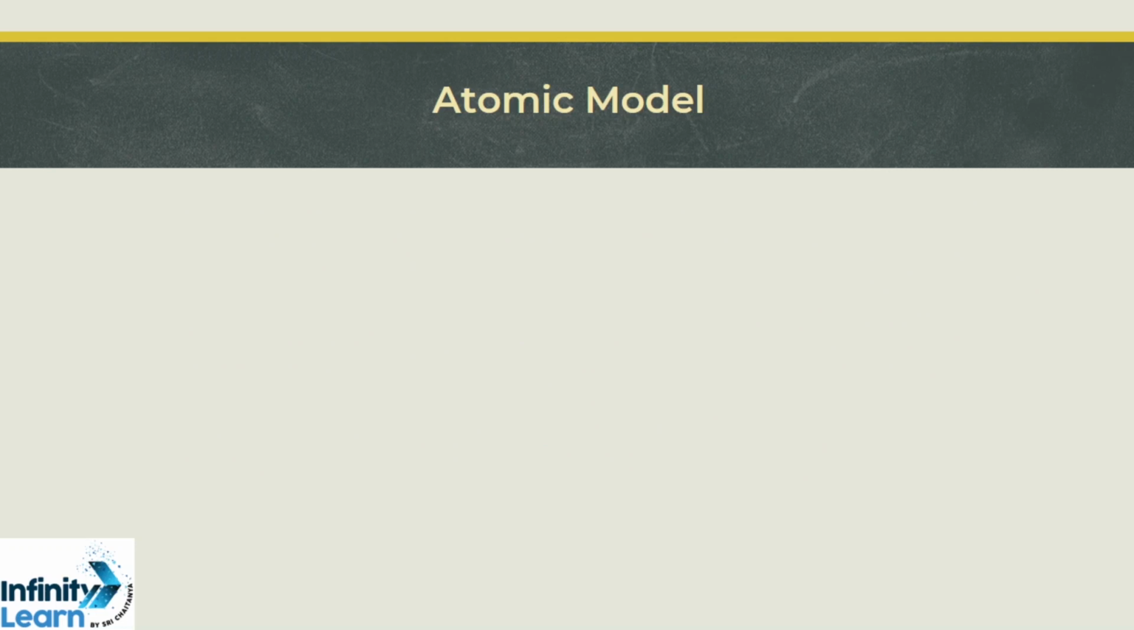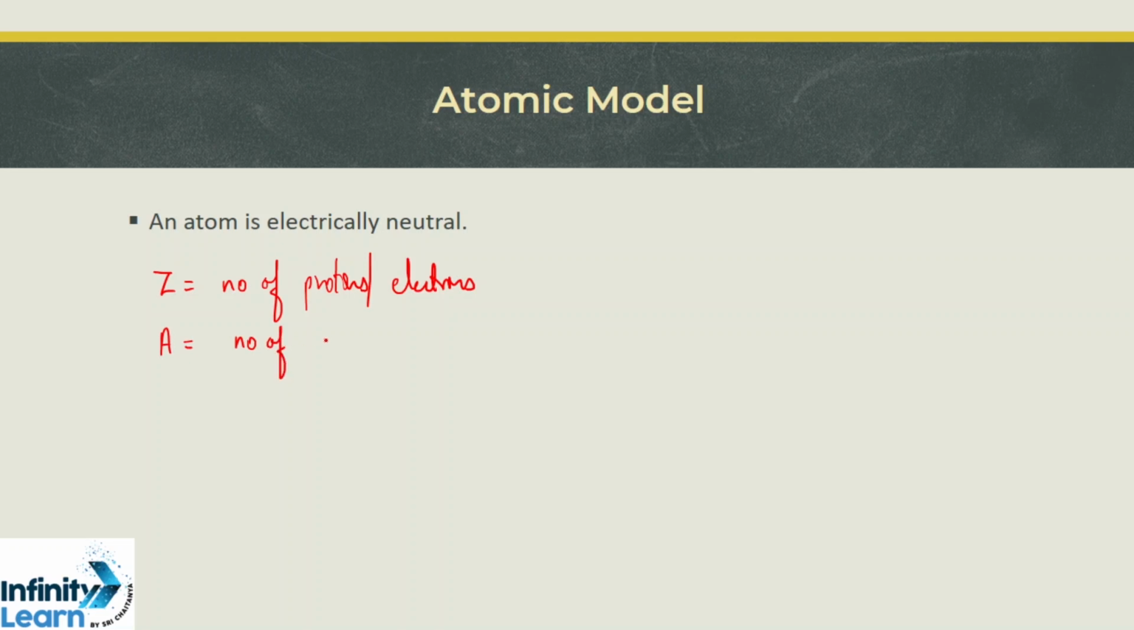Next, let us talk about the atomic model. The atom is electrically neutral, and therefore the number of protons is equal to the number of electrons which are revolving around the nucleus. So we have Z, which represents the number of protons or electrons, and then we have the atomic mass number A, which is the number of nucleons, protons plus neutrons.